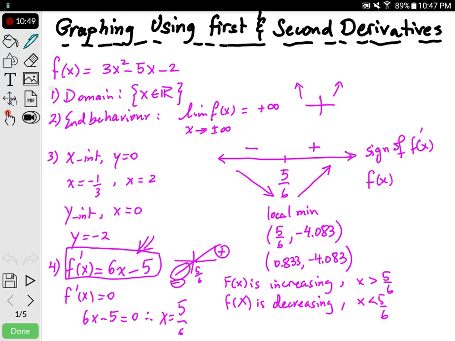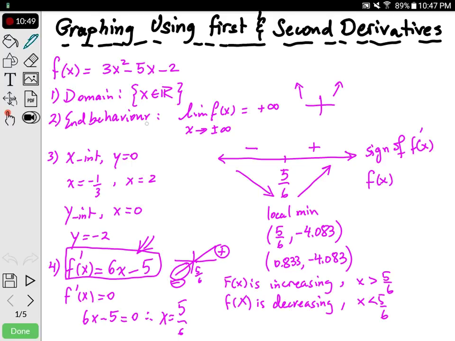So every sketching or graphing exercise always begins by finding the domain. In this exercise, the domain is simply x belongs to R. In others, in rational functions, you might find there are vertical asymptotes or restrictions in other functions that you have to accommodate in the domain. Second, find the end behavior.